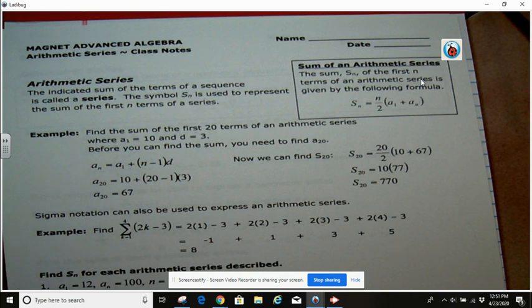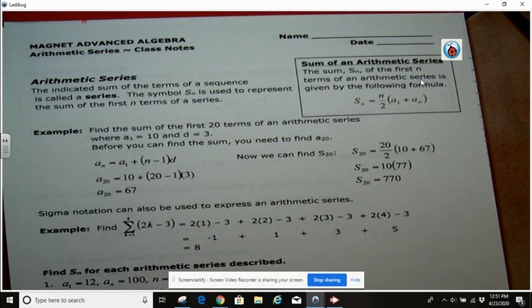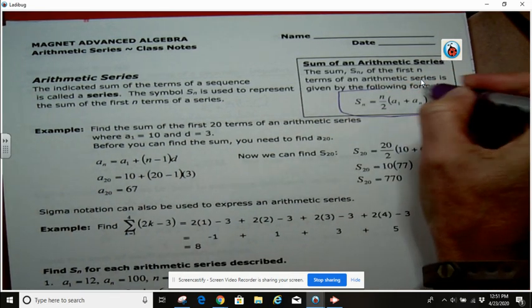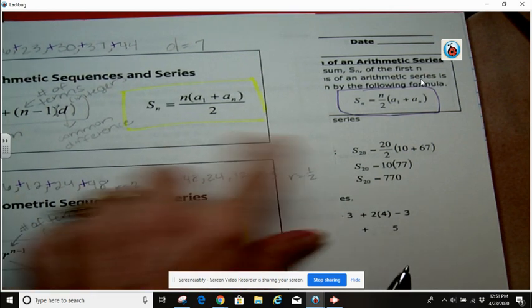Okay, so first we're going to go through the arithmetic series. So again, we have this formula. Notice that this formula given here and the formula given here are slightly different. They're the same formula though.